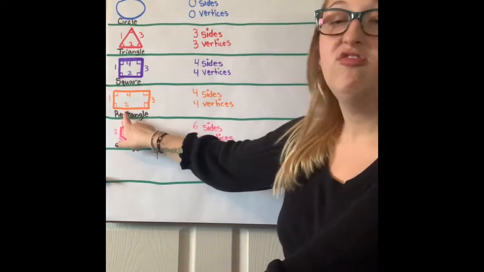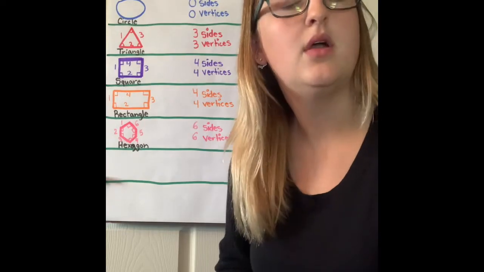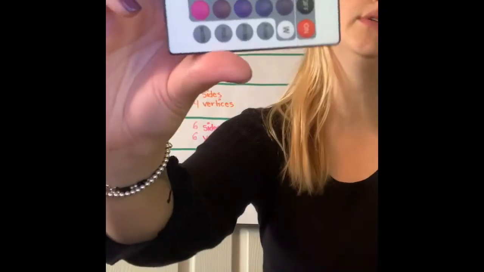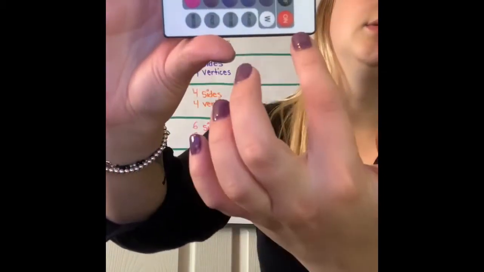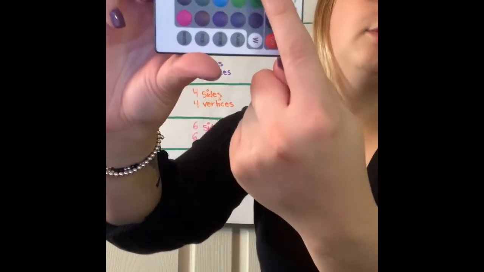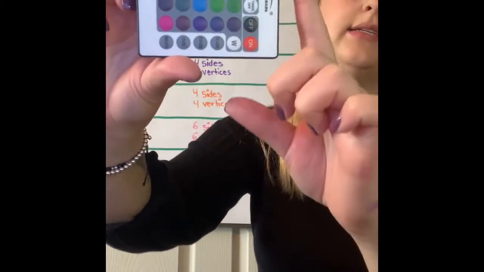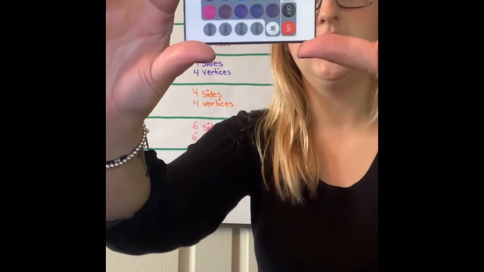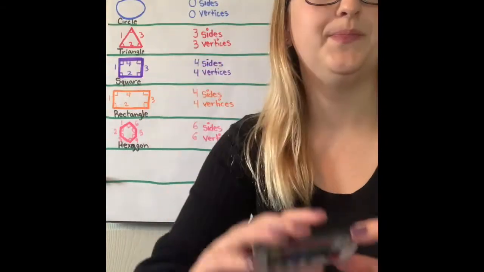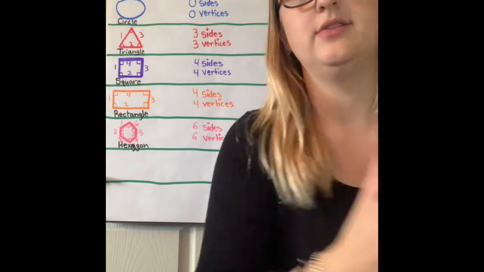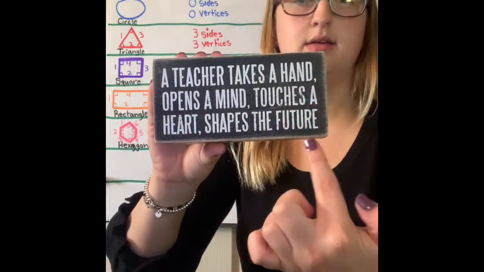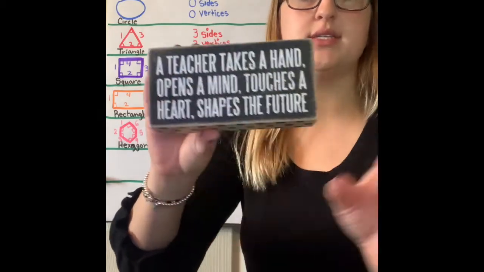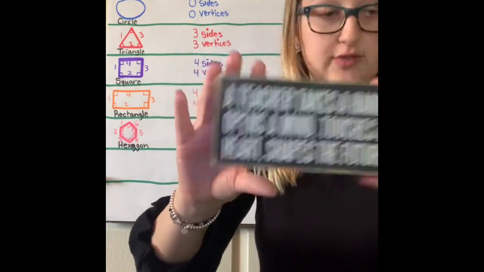Next, we're going to look at our rectangle. I found this really colorful remote. That's a rectangle. It has 4 sides and 4 vertices, and 2 sides are shorter and 2 sides are longer. I also found this cool sign I had, and it has 2 long sides and 2 short sides, 4 sides, and 4 vertices.